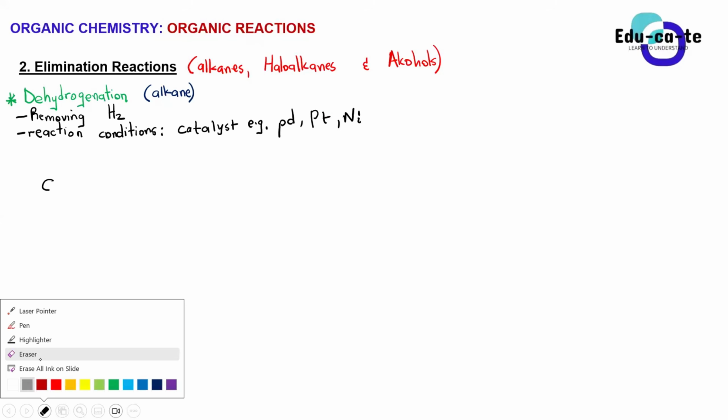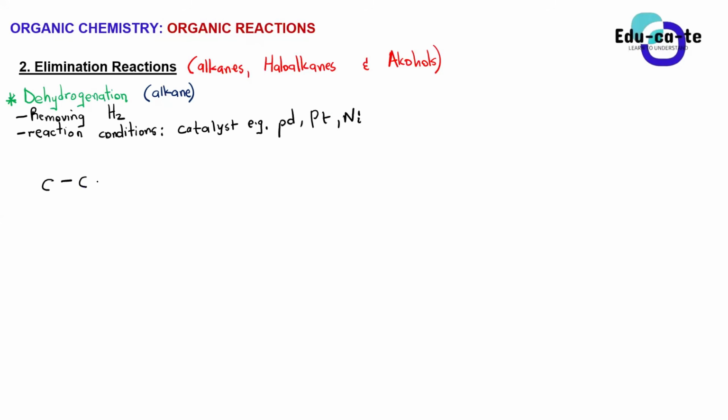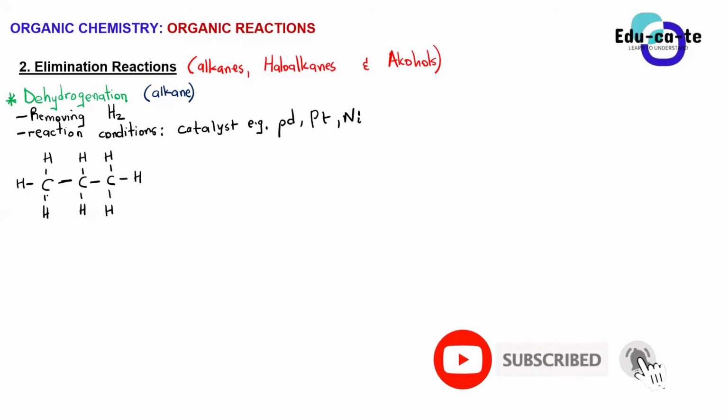We are going to just make propane. This is propane. Do you guys all see that this is propane? Yes, sir. So we are having a propane, and this propane here, it is an alkane, right? So we're having a saturated compound, which is an alkane.